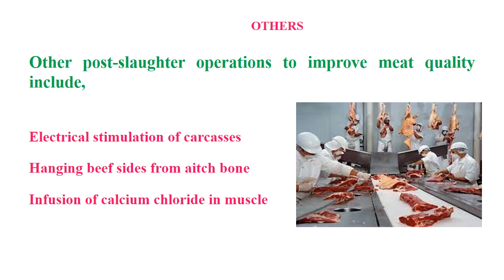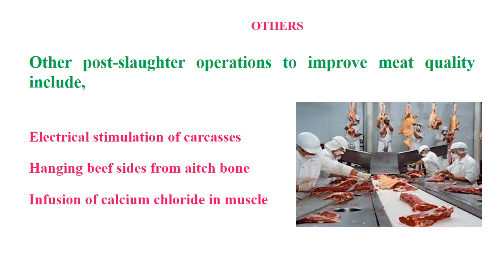Then secondly, there is hanging beef sides from the H bone. Normally we hang the carcass from the Achilles tendon. Instead of that, if we hang it from the H bone, the tension will be more on a greater number of muscles. Normal hanging won't give that stress and tension to other muscles, but when it is hung from the H bone, more muscles get tension, and that helps in tenderness.